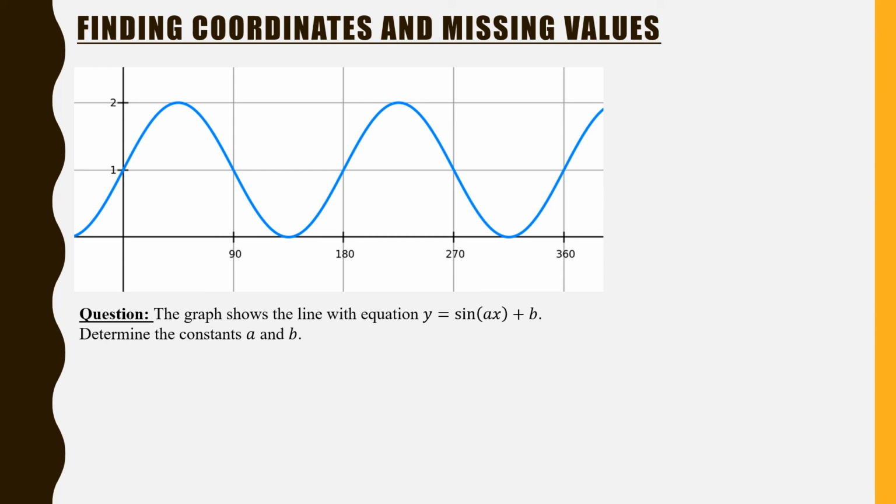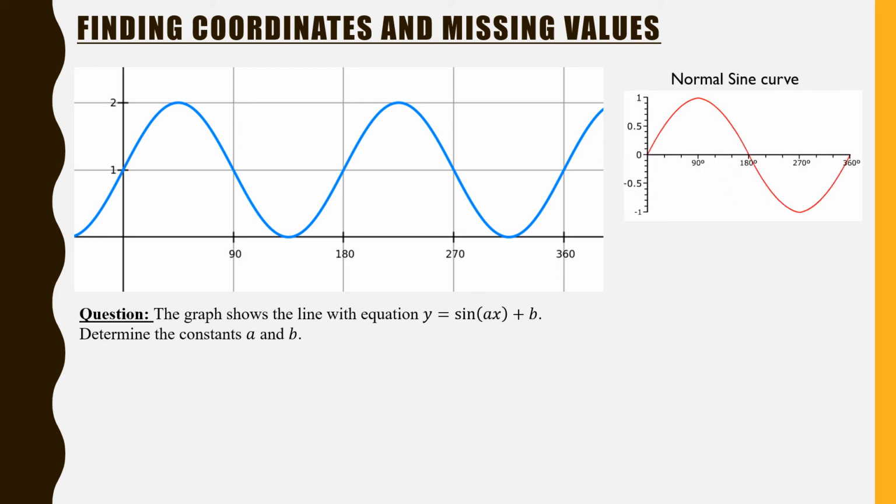Now this means I need to tell them what a and b is as a number. To help me with this, I would draw a quick sketch of the normal sine curve and then begin to see how the normal sine curve differs to the current one that they've given me in the question. So I know, just from doing my transformations, that if I've got an a inside the function bracket, it has to be a stretch.